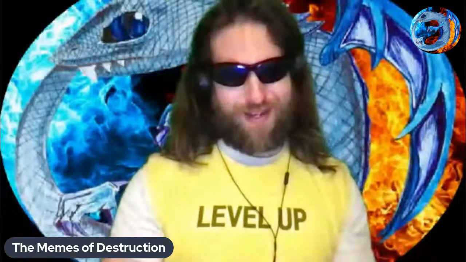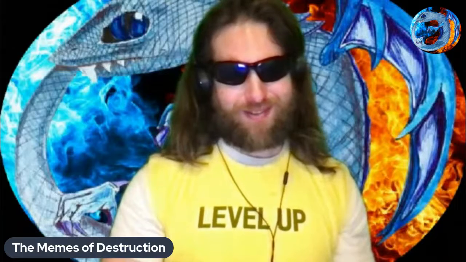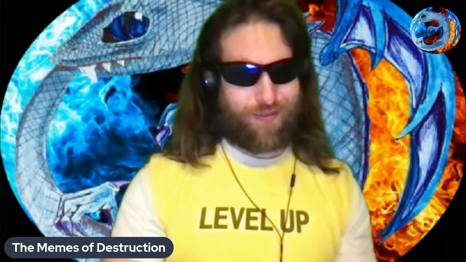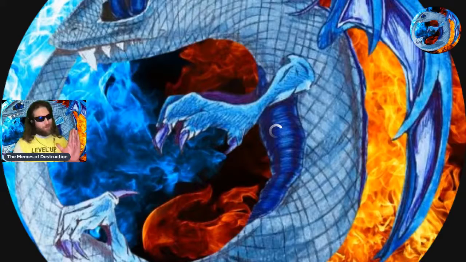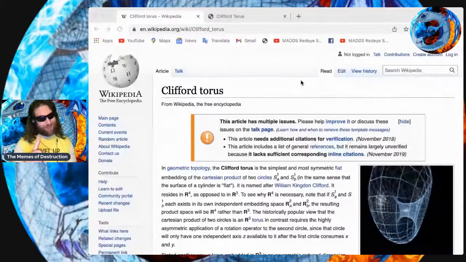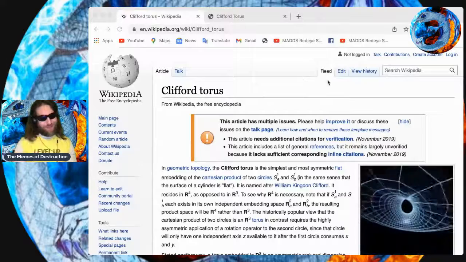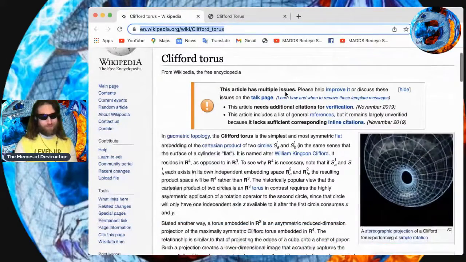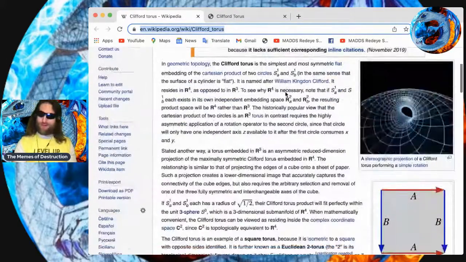So why am I talking about a Clifford Torus? What is a Clifford Torus? So we go to our good friend here, Wikipedia. Now, apparently there's been some controversy, there's some citation. It seems to be a confusing object to visualize, so let's just jump into what we currently have.